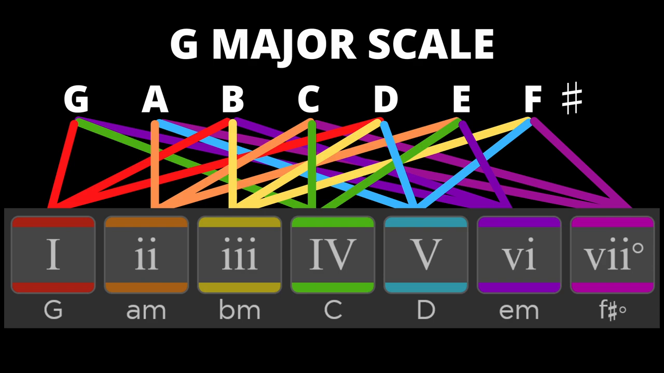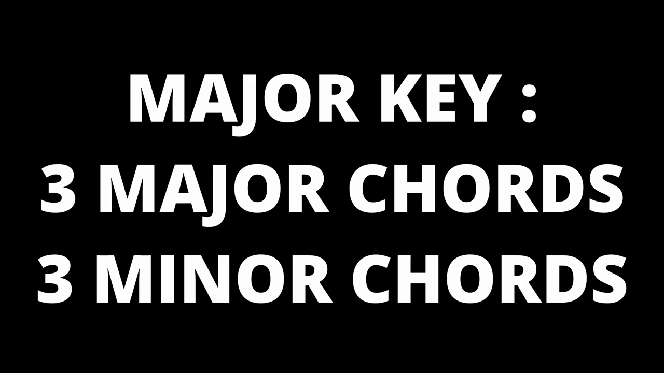You may be confused by the diminished 7 chord. Don't panic, as we won't be using any diminished chords in this video. We will explain more about the 7 chord later on, so keep watching to the end of the video for more information about that. This means that we have 3 major and 3 minor chords in the key of G major to construct a song with. This is true of any major key.